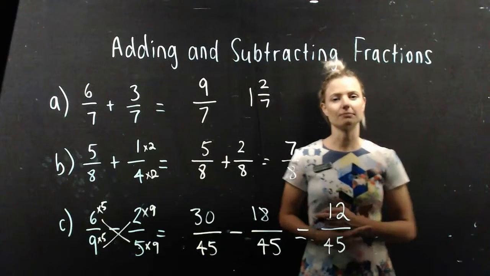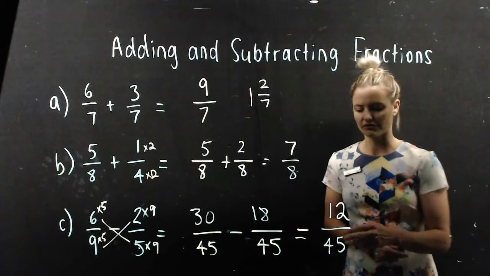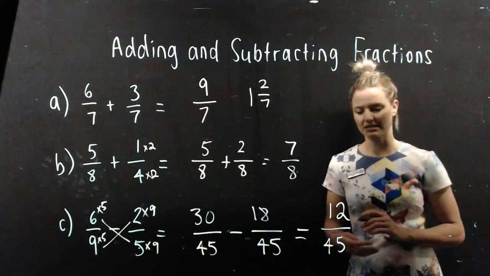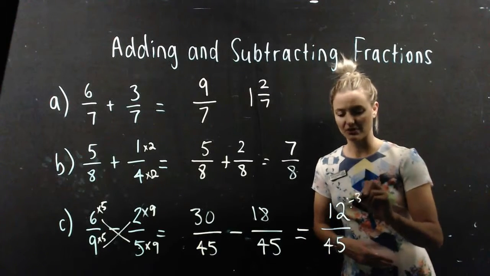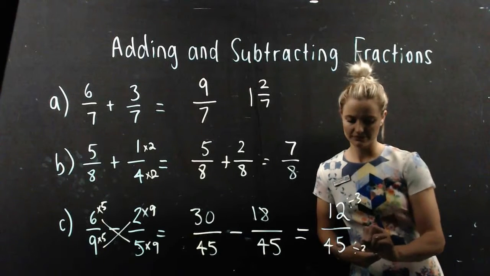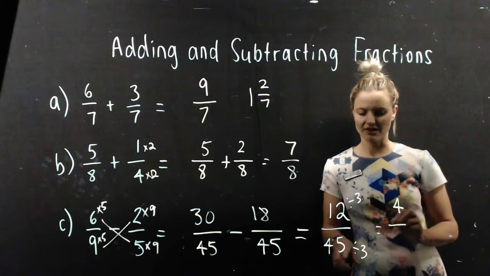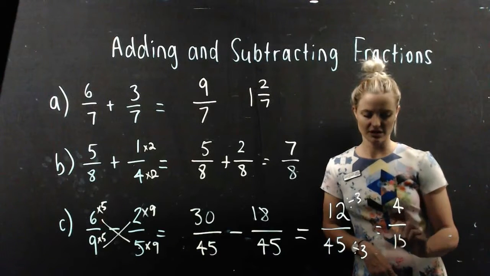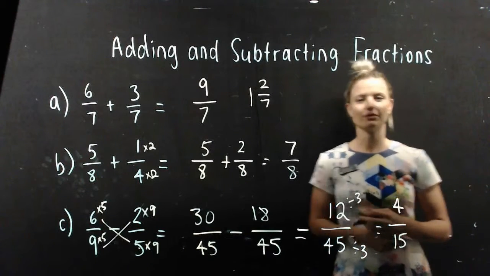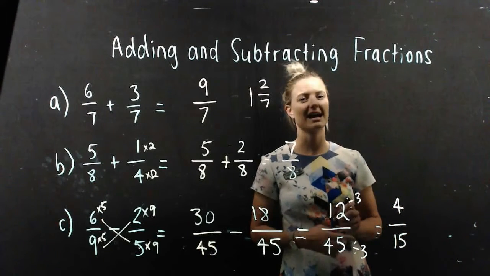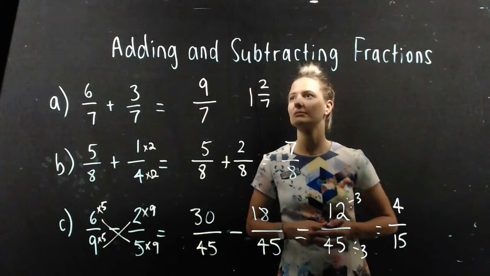Make sure that it is as simple as it can go. Looking at 12 and 45, are there any common factors there? We can divide both of those by 3. 12 divided by 3 is 4. 45 divided by 3 is 15. We have simplified our fraction. That is how you need to go about adding and subtracting fractions.